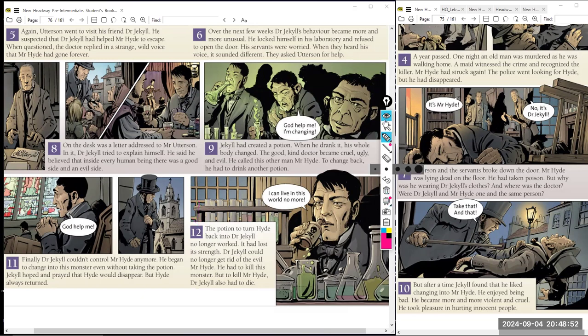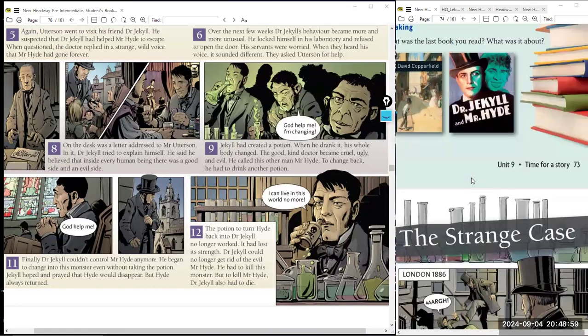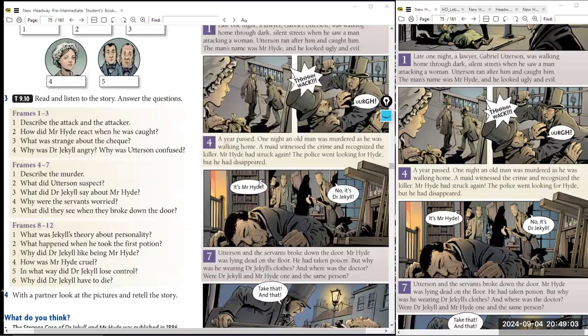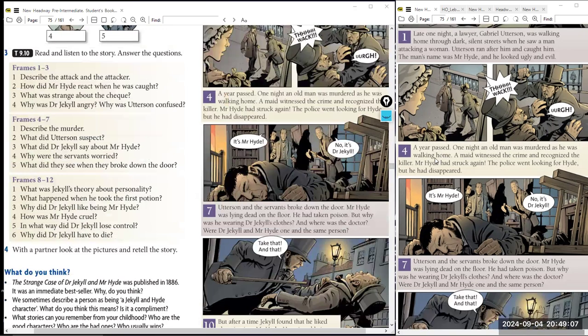So this is it. This is the story of Dr. Jekyll and Mr. Hyde. I hope that you fully understand the story because we have some questions. These questions need to be solved. Okay, let's try to read frames from 1 to 3 and let's answer these questions. This is frame number 1. Let me show you using my mouse. This is it. This is frame number 1.